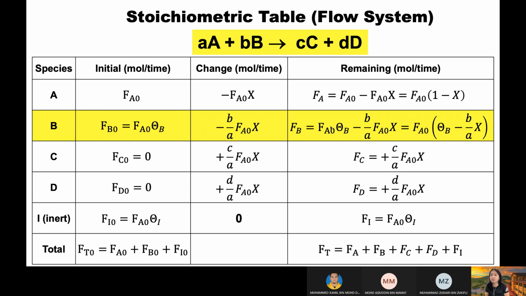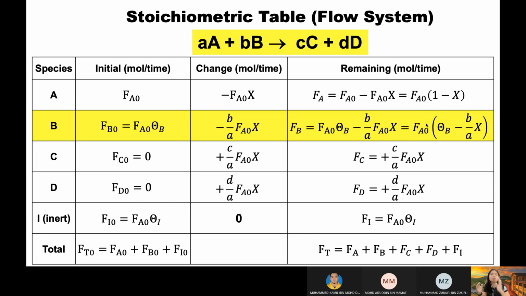Okay. Tapi itu terms a number. In terms of symbol, how do we write it? So become FB, remaining molar flow rate of B, equals to FA0 theta B. Macam mana nak ambil? Kita ambil je initial and then you combine with the change, minus B per A FA0X. Combine je. So memang kalau tengok simbol you find it a bit hard. Tetapi kalau I talk about in terms of number, you can find that it's so much easier sebenarnya. Tapi sebab tu kita kena tahu simbol dia sebab simbol tu adalah formula dia. Okay. Then the same thing I do. Mathematically, I take out the FA0.